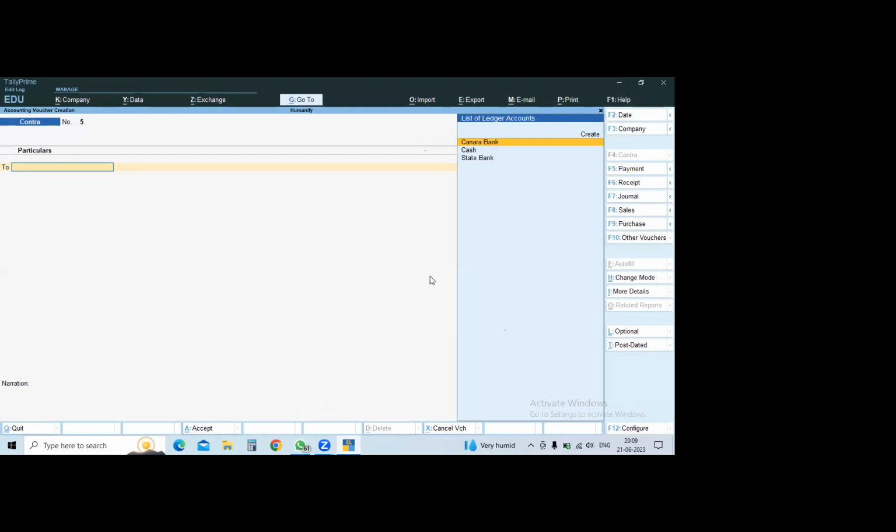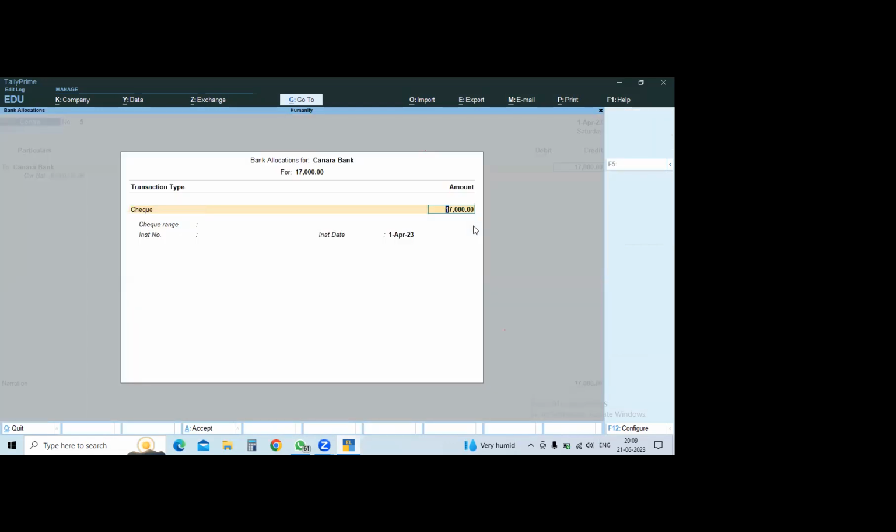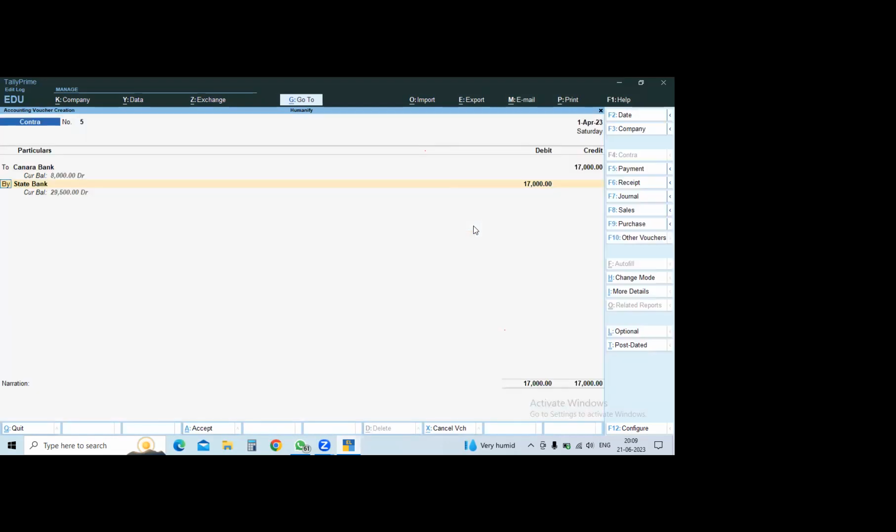Ma'am, what is this demand draft? DD is a draft where you can deposit the amount for some third party person. It is a form of a check only, but the DD will be given by the company to whom the amount is to be deposited. In Canara Bank, I need to enter 17,000, right, ma'am? Yes. And "To", I need to create Karnataka Bank account, right? Yes. Do enter.